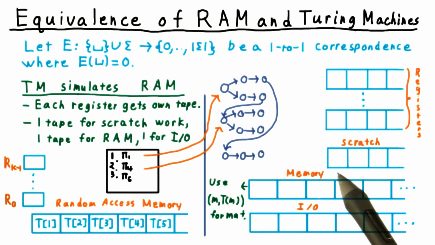Once the halt instruction is executed, the contents of the tape simulating the random access device are copied out onto the I/O tape.